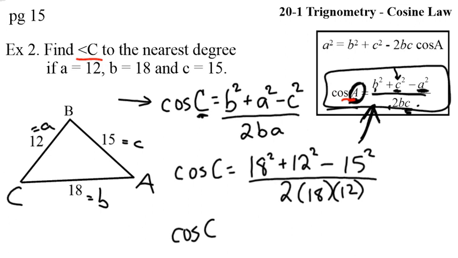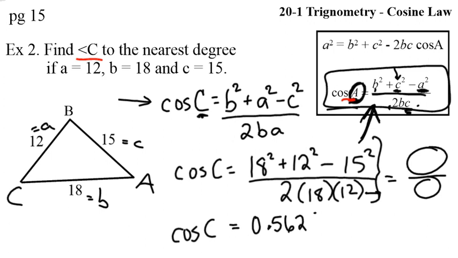Cosine C, again, lots to plug in the calculator. It wouldn't hurt, if you prefer, to get a value in the numerator, do the value in the denominator, and divide them. Whatever works, but you need to make sure you know what to substitute in. Cosine C is decimal 0.5625. So when we're finding the angle, we need to use inverse or second function to get angle C, which is 56 degrees.